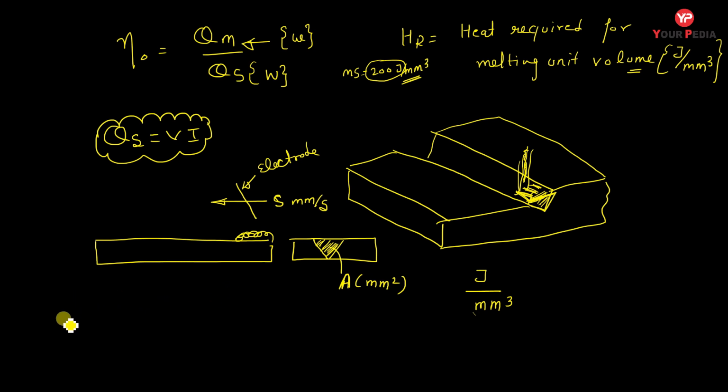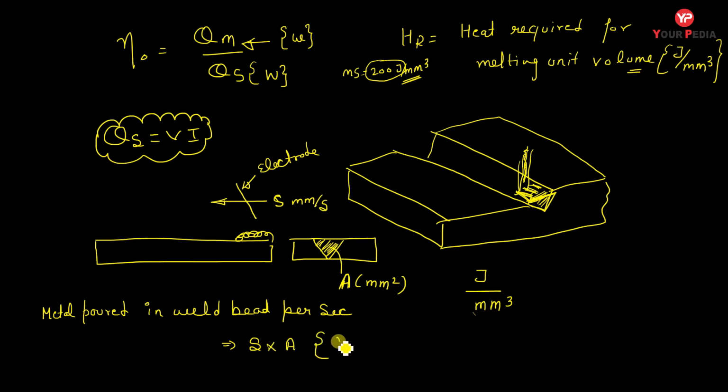So if I calculate how much mm cube per second metal I pour inside the weld pool, that is metal poured in weld bead per second, can we calculate? Yes sir, by multiplying the speed of welding into area. So what are the units of speed? Sir, mm per second. And the units of area of weld bead? Sir, mm square. So what are the final units? Sir, mm cube per second.